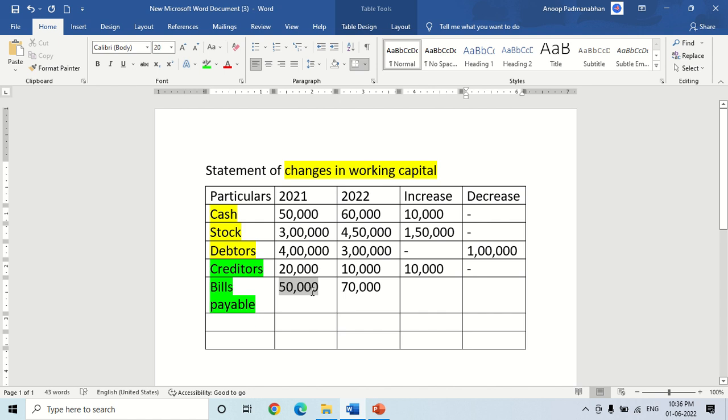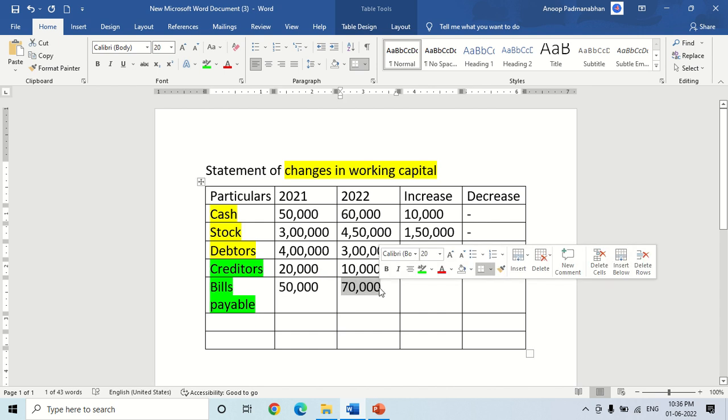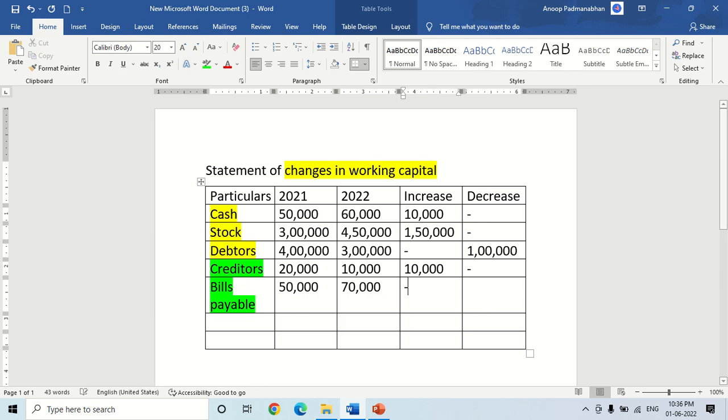Then next one, bills payable. It was 50,000. Now it is increased to 70,000. Value is actually increasing, but I have to write in the opposite column because it is a current liability. So the amount of difference is 20,000.